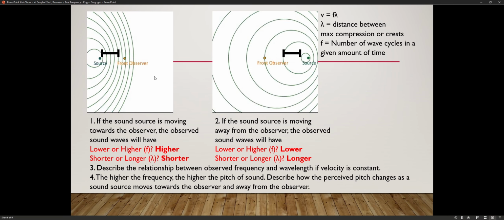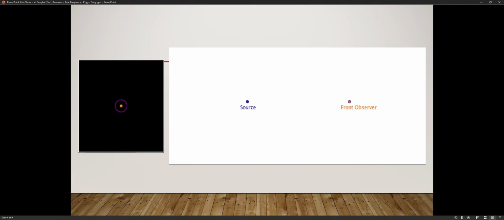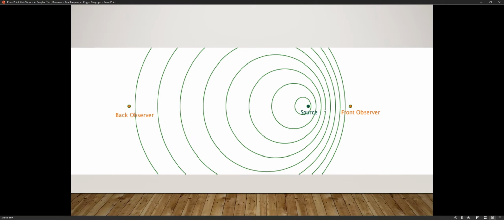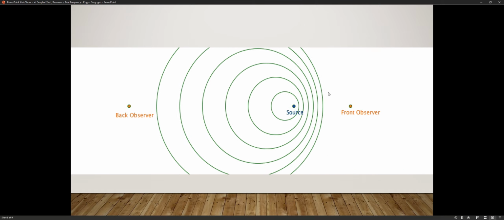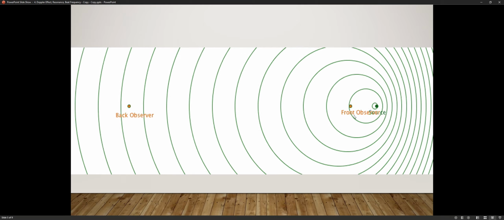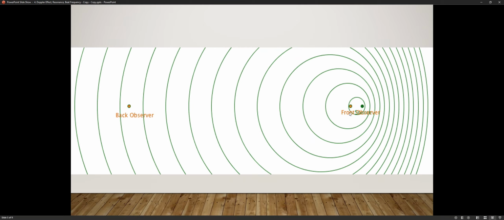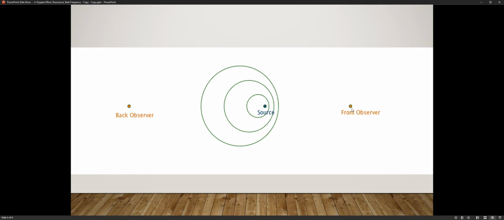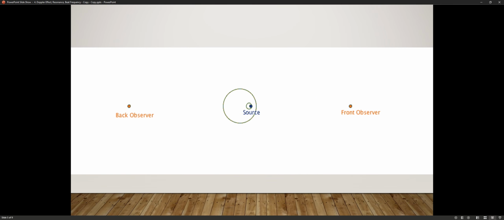So this is what you want to refer back to when you answer the homework questions. And you might want to go back to these GIFs to visualize it yourself, because you do see here, as the source moves towards the front observer, the waves are more bunched up: higher frequency, shorter wavelength. But as the sound source moves away, the observer hears something different. He hears a lower frequency, but a longer wavelength.